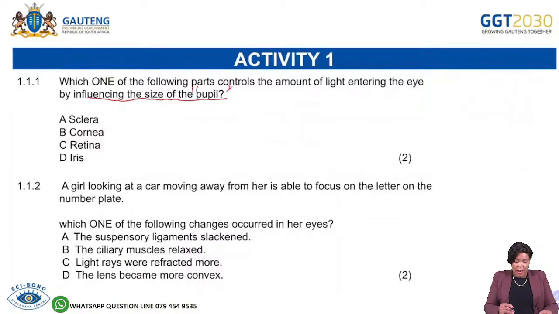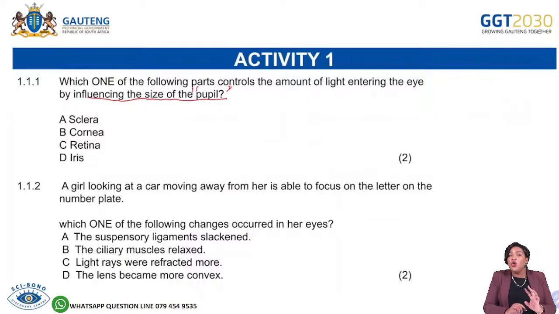So the options that we have are the sclera. She told you about the sclera. Which part is the sclera? Does it have anything to do with influencing the amount of light? No. Then you have the cornea. You know which part of the eye is the cornea? Yes, and then you remember the cornea from the front. Going to the back is the sclera, the same layer. Then the retina. She spoke about the retina. You know the retina there at the back.